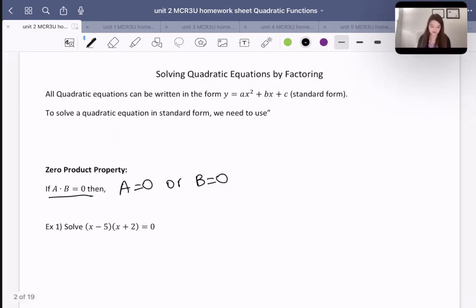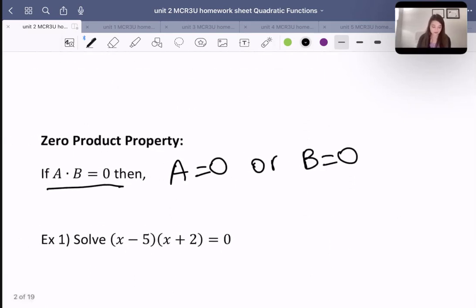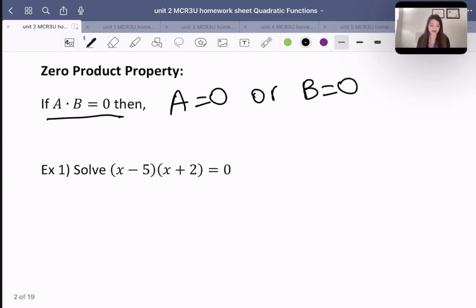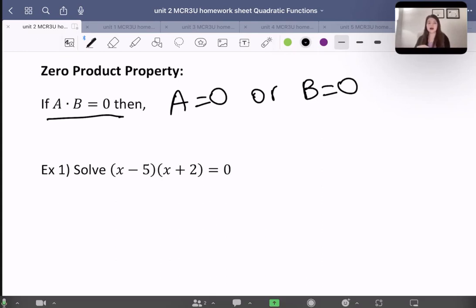So, first of all, when we're solving quadratic equations by factoring, we need to use the zero product property. It's right here. It states that if A times B equals 0, then either A is equal to 0 or B is equal to 0. Or in simpler terms, if we're multiplying two numbers together and we want to know in what circumstances multiplying those two numbers together will get 0, well, simple. It will be 0 if either one of those numbers is 0.